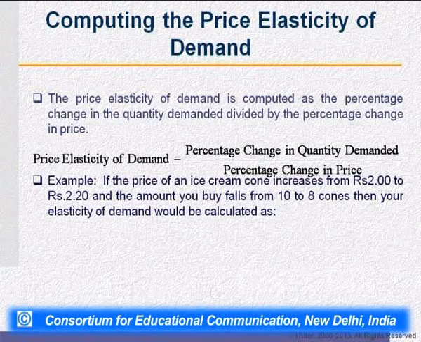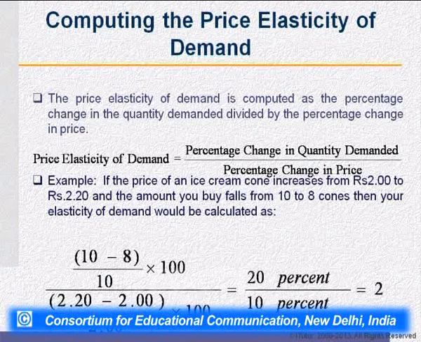If the price of an ice cream cone increases from 2 rupees to 2.20 and the amount you buy falls from 10 to 8 cones, then your elasticity of demand would be calculated through the formula which you have seen on the slide. Again I will explain. If the price of an ice cream cone increases from Rs 2 to Rs 2.20 and the amount you buy falls from 10 to 8 cones, then your elasticity of demand would be calculated as 10 minus 8 upon 10 into 100.